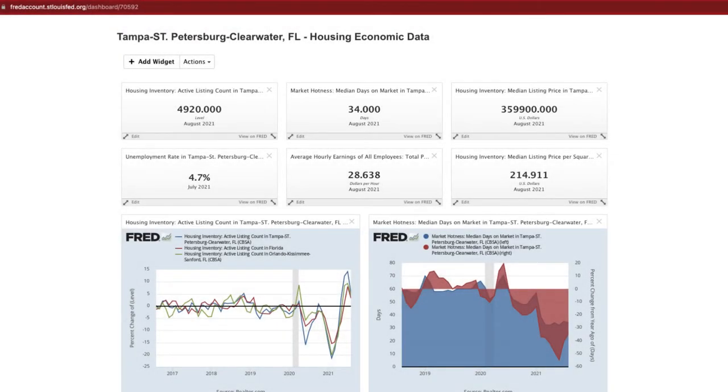Right now, I'm on the dashboard that I created in only a few easy steps to monitor my market, Tampa, St. Pete, Clearwater in Florida, also the market where I reside. Now, it's really useful to be able to understand micro and macro trends within your market to see if there's any warning signs or potentials for opportunity. FRED is a really neat tool and resource because they allow you to see data across a multitude of different sites and public organizations within one view.